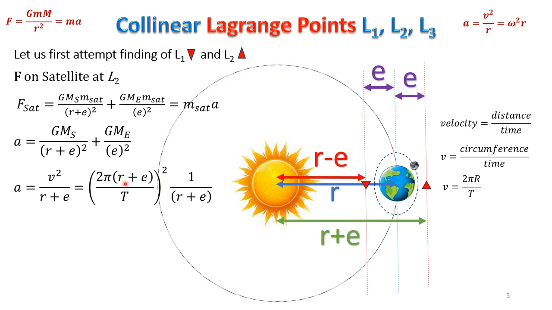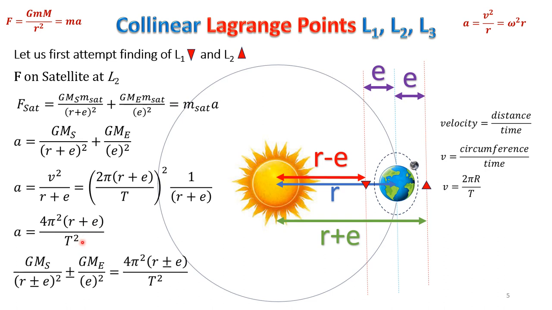So here the radius is r plus e. So here we are talking for this radius and the circle of that radius. So 2 pi (r plus e) divided by time, that is the period of motion, whole square, that will offer us velocity. Here we have used the basic formula distance upon time, distance being the complete circumference 2 pi (r plus e), and the time period is capital T, whole square divided by 1 upon (r plus e), which we have carried further. So acceleration is 4 pi square (r plus e) upon T square.